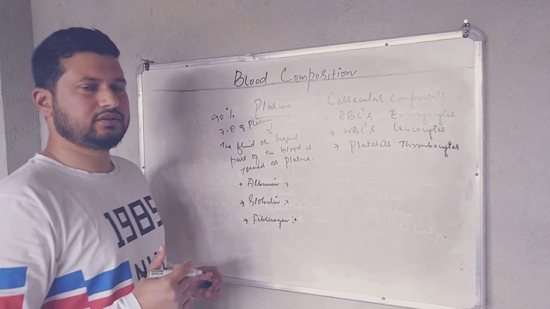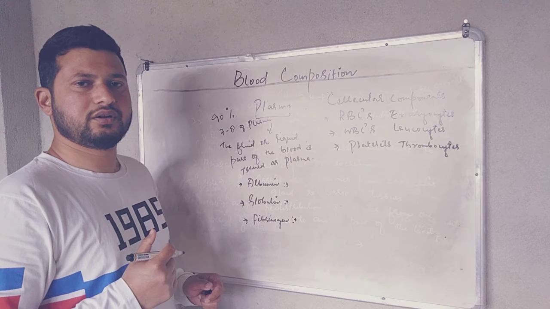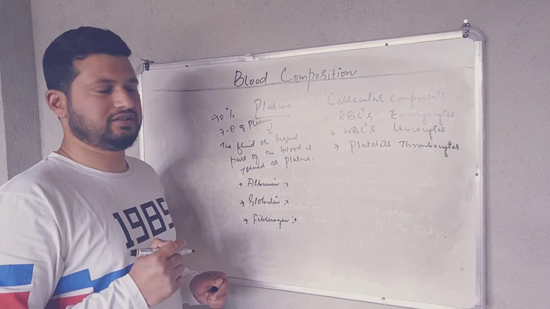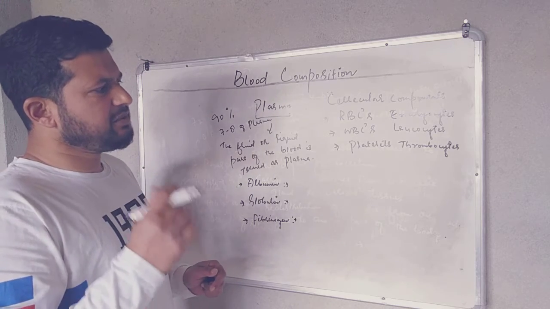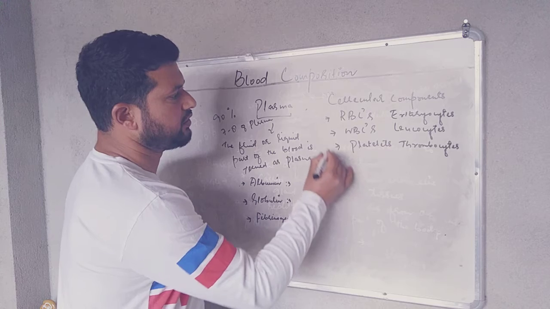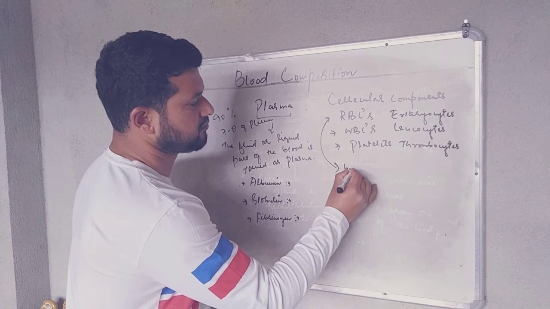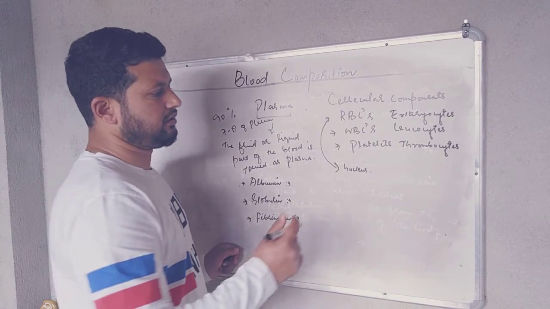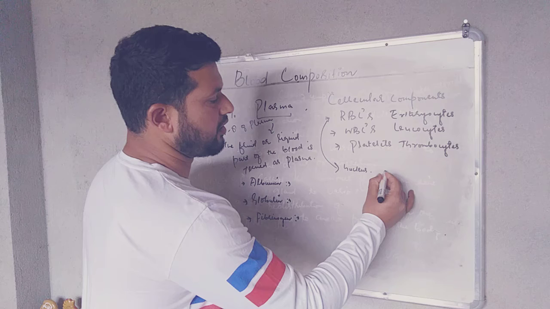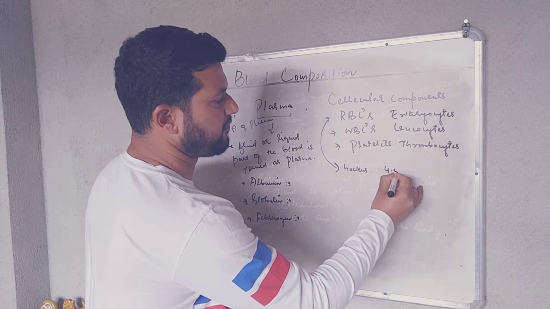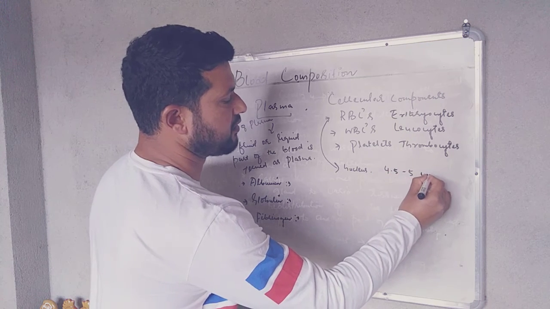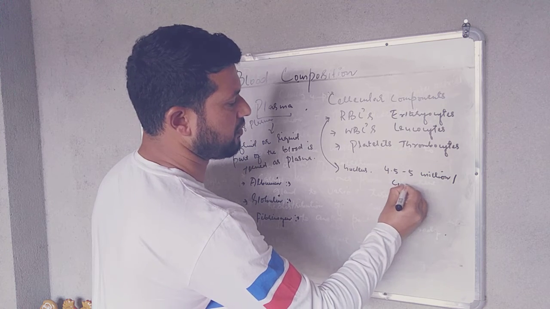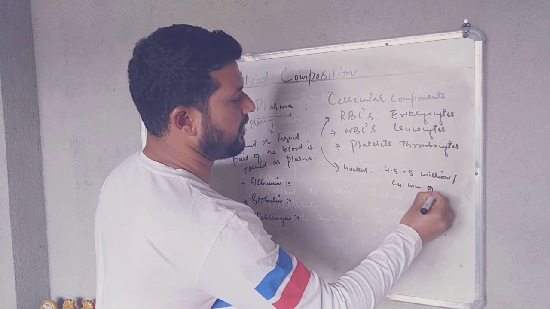The RBCs are circular, biconvex, disc-shaped cells. These RBCs are cells without nucleus. They are very small in size, but they are very large in number, approximately 4.5 to 5 million per cubic millimeter of blood.